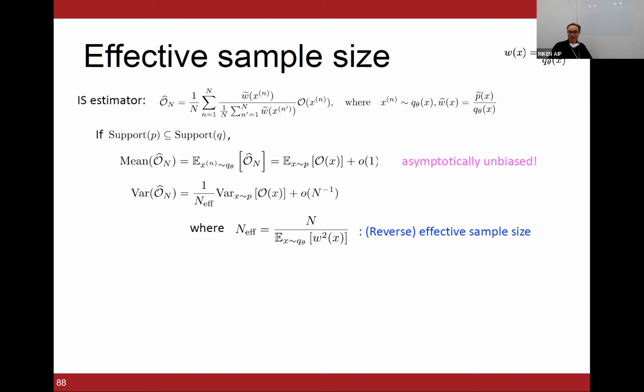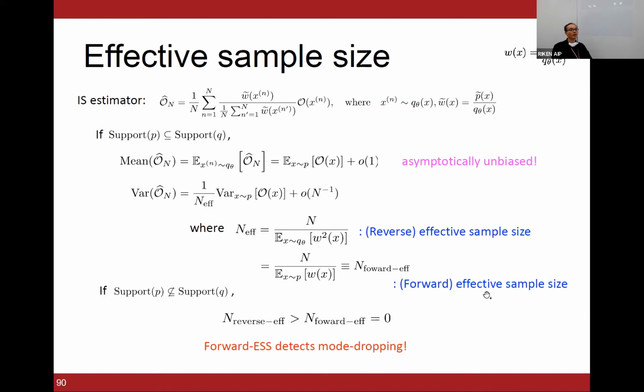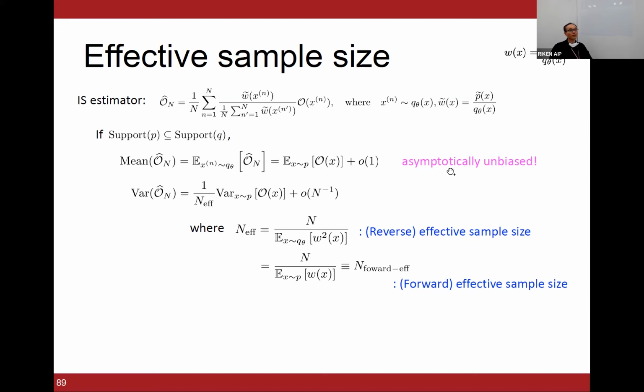And here we name it reverse effective sample size, because when we compute the denominator of effective sample size, we draw samples from Q. But in a similar way as before, we can change the distribution for the expectation to the Boltzmann distribution by removing one factor of importance weight, which we call forward effective sample size. And if there is no mode dropping, both effective sample sizes should match, because this equation should hold.